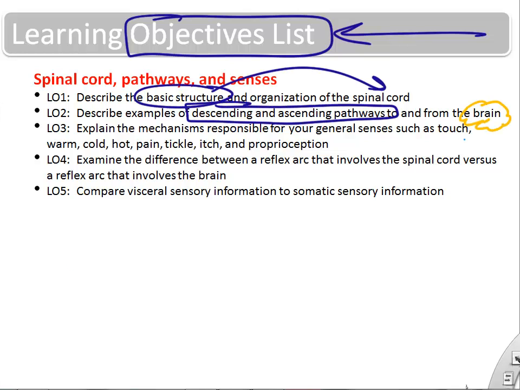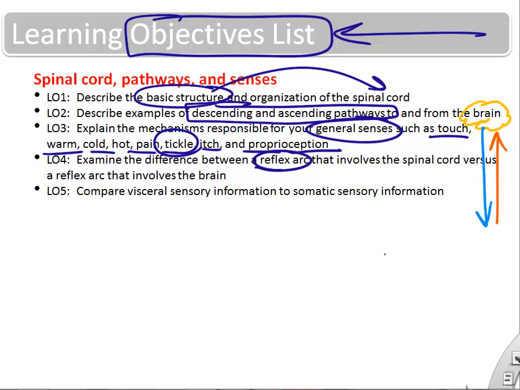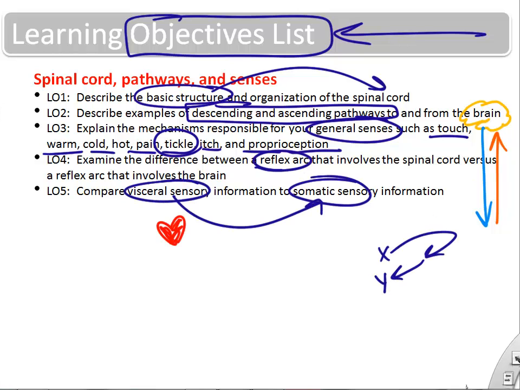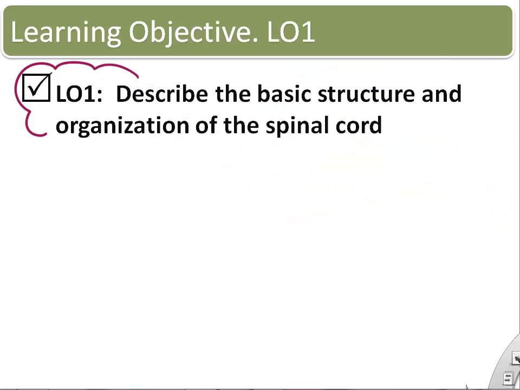We'll cover a couple pathways that go to and from our brain. We'll talk about our general senses like touch and pain and itch. We'll talk a little bit about reflex arcs and then finish up with a little bit about referred pain, when our brain gets confused when we get pain signals.